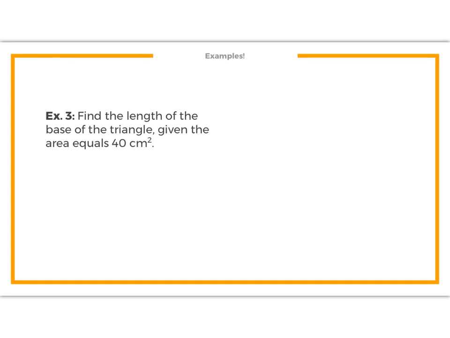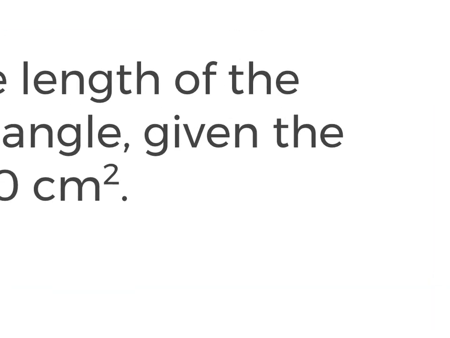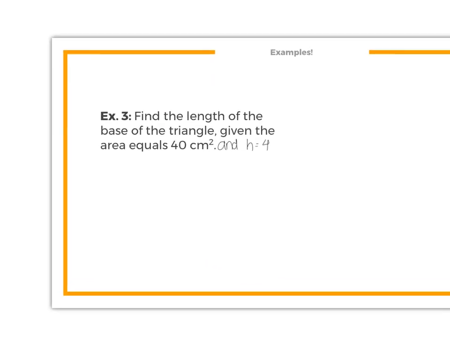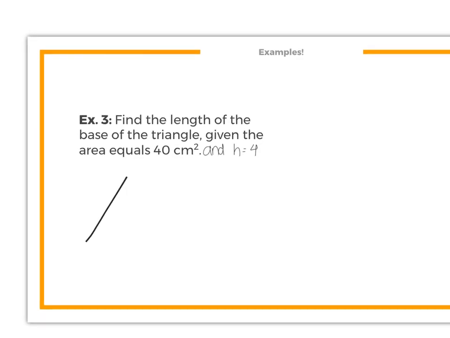Then I'm asked to find the length of a base of a triangle given the area is 40 centimeters, and I didn't quite give you enough info, so we're going to say height equals 4. Okay. So let's say I have this triangle. My height is 4. Area equals 40.